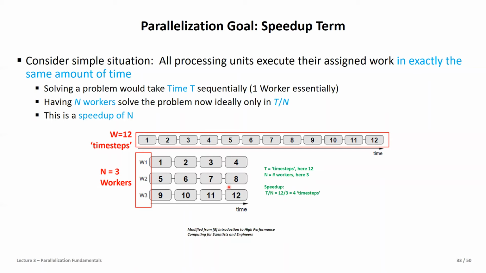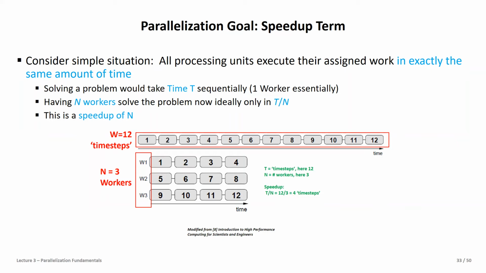Of course, this assumes that the next time step is not depending on the results of the previous time steps, so that you really can cut it like that. But here, instead of one worker doing this, we have three workers doing it. So you have these T12 time steps that you could cut with three workers, N equals three. So let's say three processes, and you have just four time steps instead of 12. And this captures the essence of the so-called speed up term. We want to be faster.